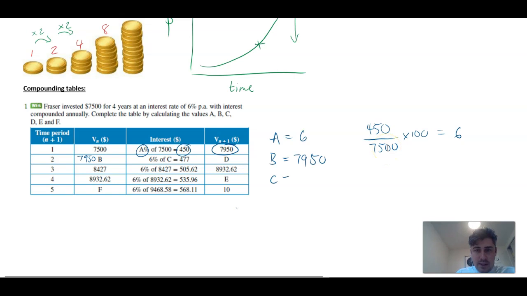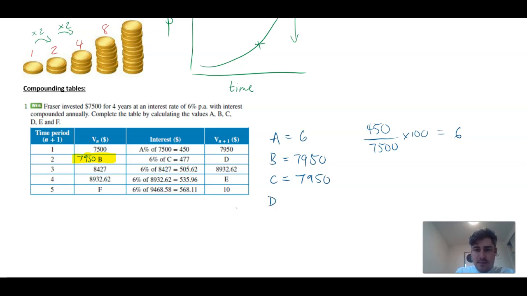If we want to know what C is, the compounding table works out every time based on the new amount that you start with. So C will be using the value there, 7,950. So C is 7,950 again. And that gives us a new value of 477. So this is higher than the last time. And this is the effect that compound interest has. Every time you increase your bank balance, the interest will go up for the next period. So you expect to earn more and more each time.